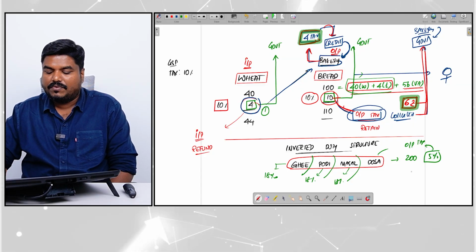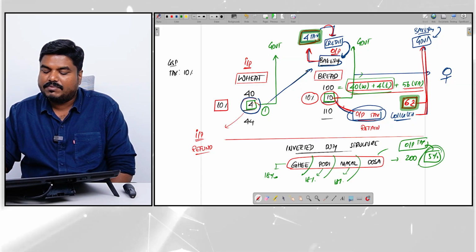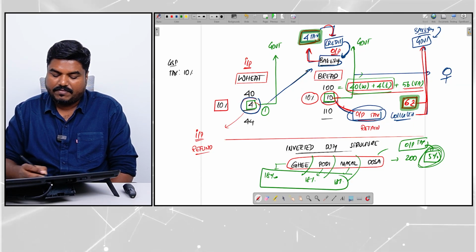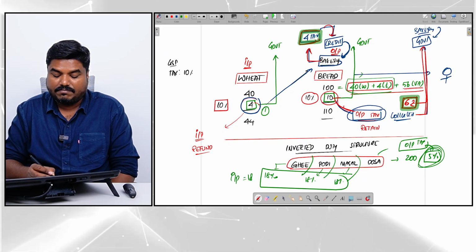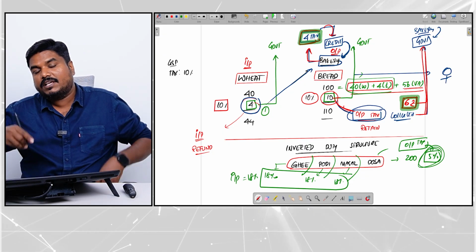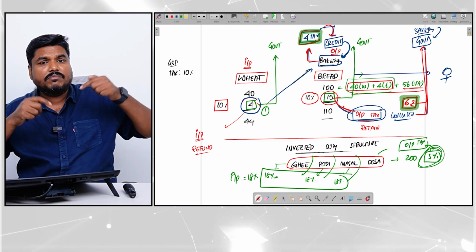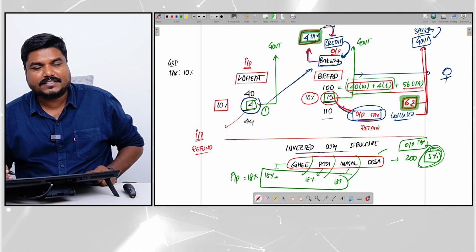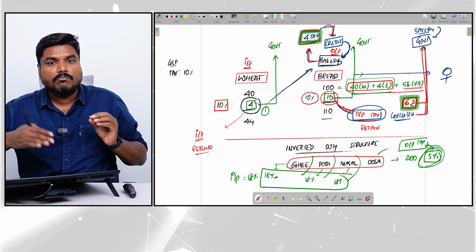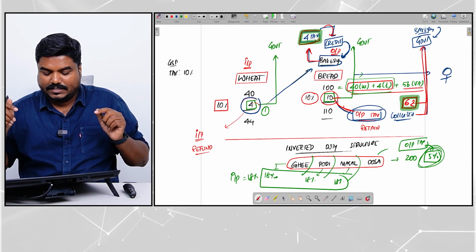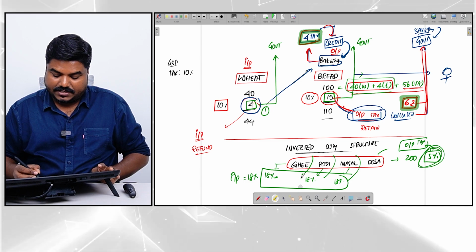Now look at the scenario. For the output, tax is 5%. For the input, tax is 18%. When the input tax is greater than the output tax, and the input taxes are more than the output tax, that is called an inverted duty structure.